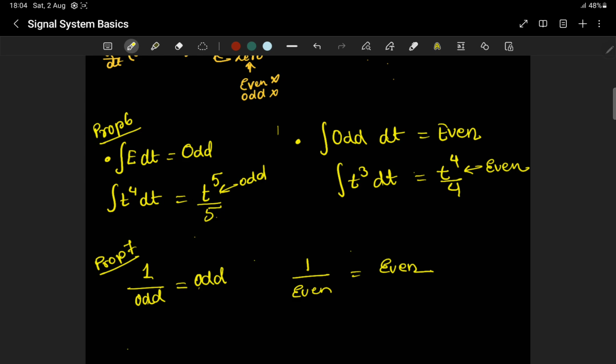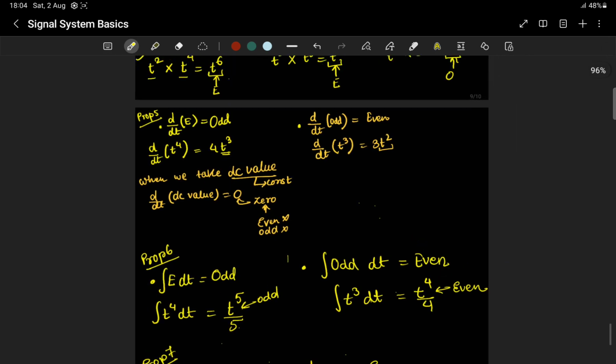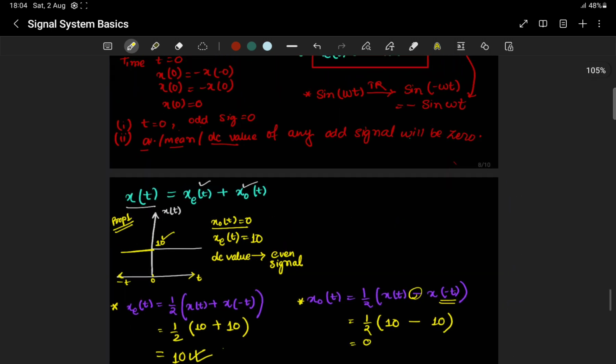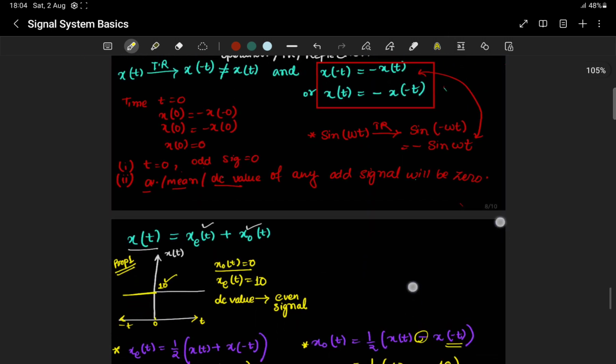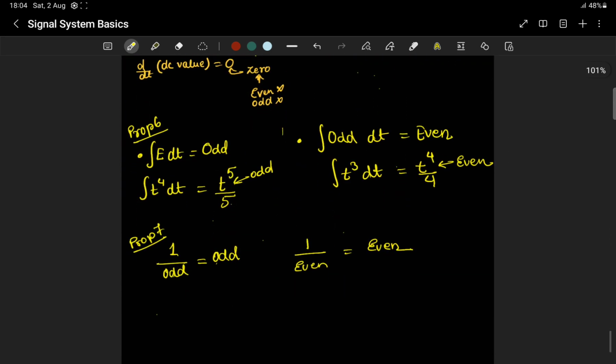So this is the complete set of properties that I'm going to make you understand about even or odd, and I'm going to keep this lecture as short as it is. I hope you understand. I have covered the overall odd and even signals and their properties in this lecture.